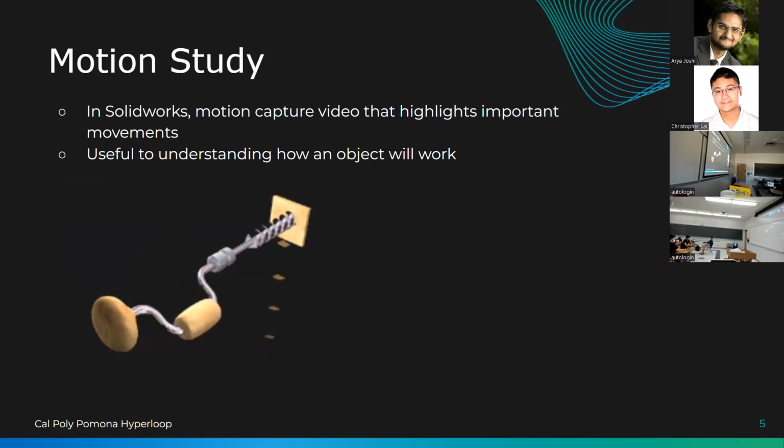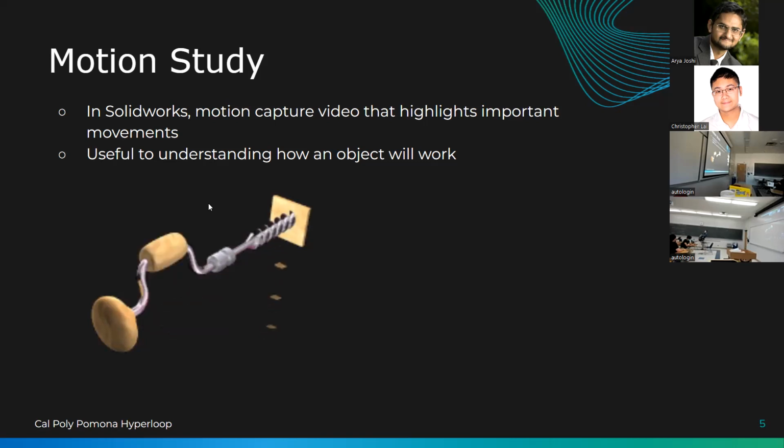And then finally, we're going to be looking at a motion study. A motion study is basically a motion capture video that highlights the importance of the assembly when it's moving. As you know, an assembly has a variety of parts, and they all do their own functions. And if you want to show someone how your product is going to work, you want to show it in motion, show how all the parts are going to interact to accomplish a certain goal.